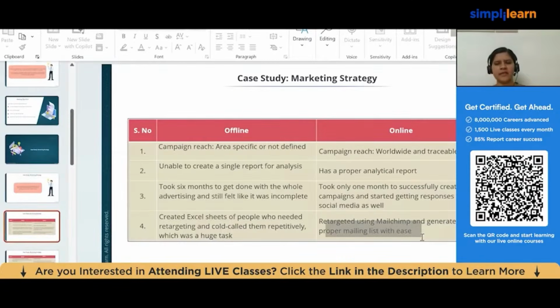So now here it says they retargeted using Mailchimp and generated a proper mailing list with ease. When you see over here, it says that they have retargeted using Mailchimp and generated a proper mailing list with ease. What exactly is Mailchimp? Okay, so Mailchimp is an email marketing platform, pretty popular out there in the market, and it helps you to automate your email marketing campaigns.